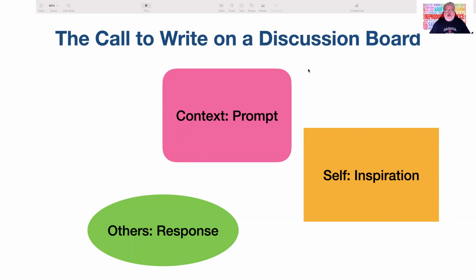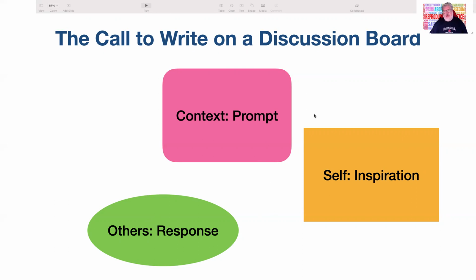So the call to write on a discussion board, your call to write, is the context. What is it that's calling you into that situation? And in a discussion board, that's the prompt. Another call to write might be yourself, whether or not you're inspired to write and how that pushes you to write. And another call to write might be others. You want to respond to others, or you want to persuade others and influence others, and that's really calling on you to take action and write.